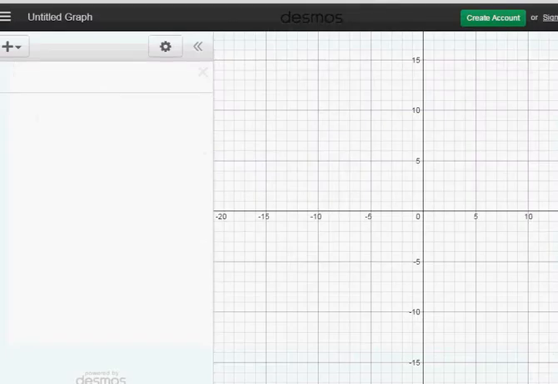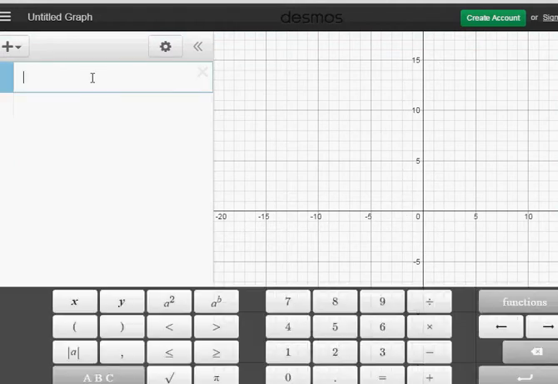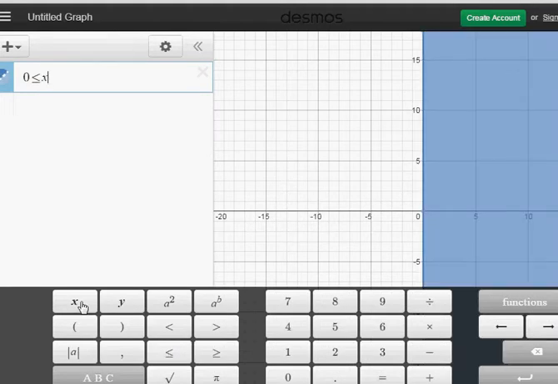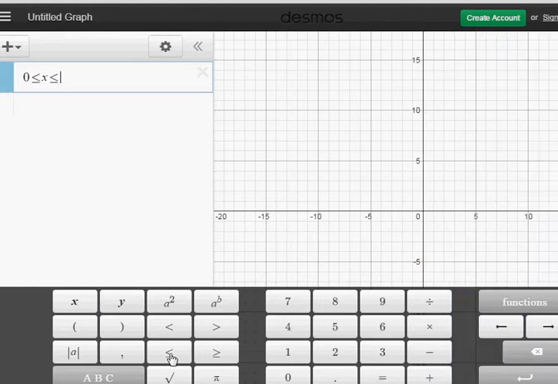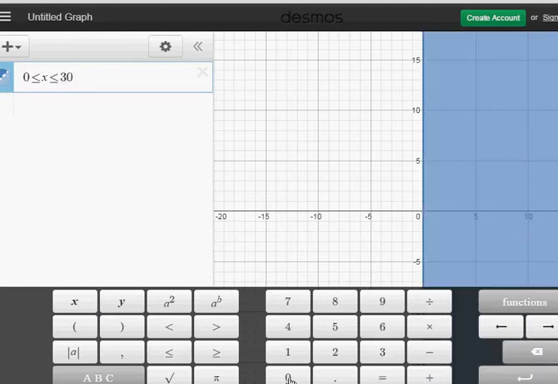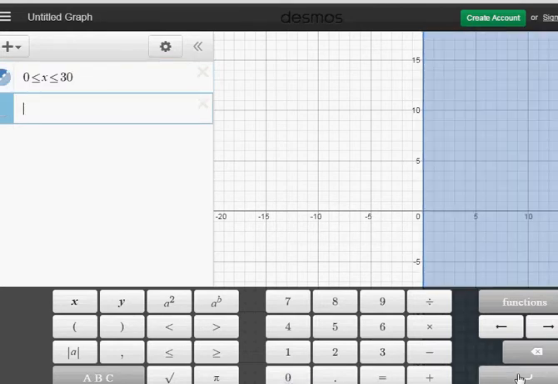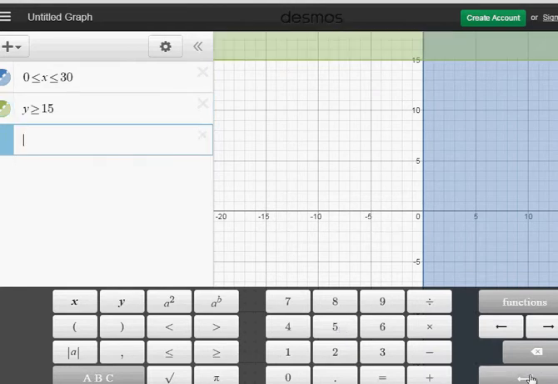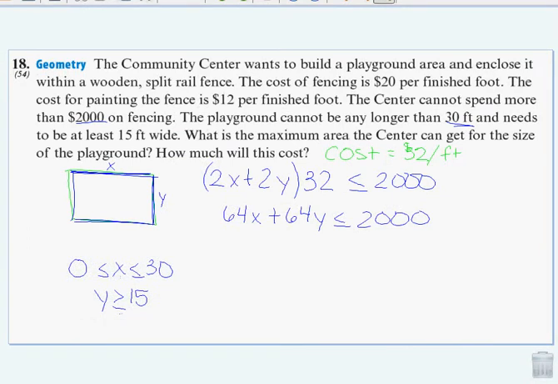Okay, so here goes. Our first equation is going to be 0 is less than or equal to x is less than or equal to 30. Okay, so there's that. And then the next equation is going to be y has to be greater than or equal to 15. All right, so we're working on our constraints here. Now, I think we had, oh goodness, I didn't write this down. Let me go back here. 64x plus 64y is less than or equal to 2,000.